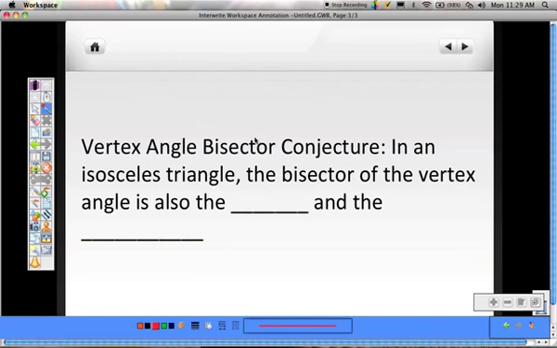So again, if it's an isosceles triangle, 2 sides are the same, then this line coming down will be not only the bisector of the vertex, so it's going to cut the angle in half, it's also the median, which means that these 2 are the same, and it's going to be the altitude, which means that is 90. Okay, so practice problems.